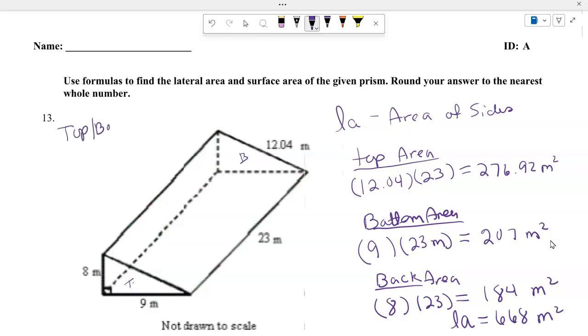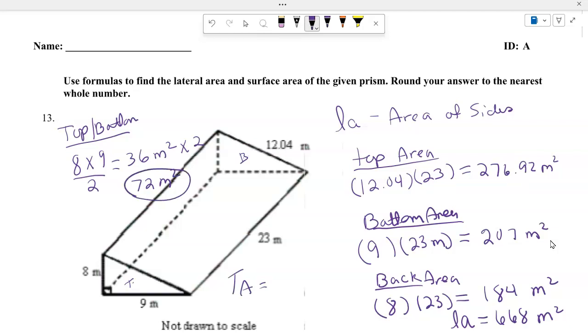Now to find our total area, you have to find the area of the top and the bottom and then add it to your lateral. Each base is a triangle. So you have 8 times 9 divided by 2. 8 times 9 is 72, divided by 2 is 36 square meters. Multiply it by 2, so you have 72 square meters. So your total area will be the sum of 72 square meters and 668, which gives you 740 square meters. So your total area is 740, your lateral area is 668.